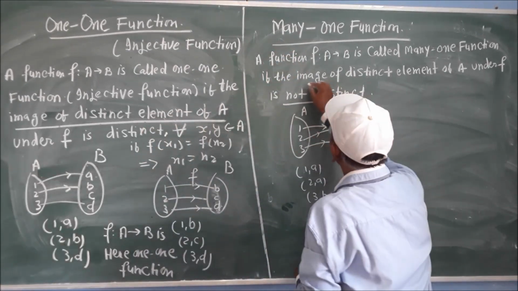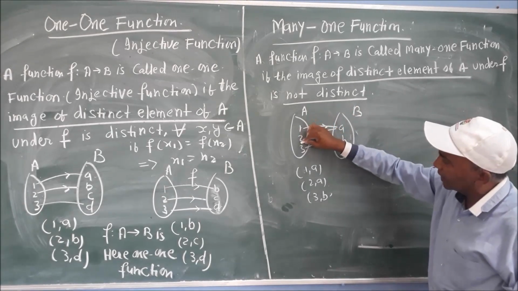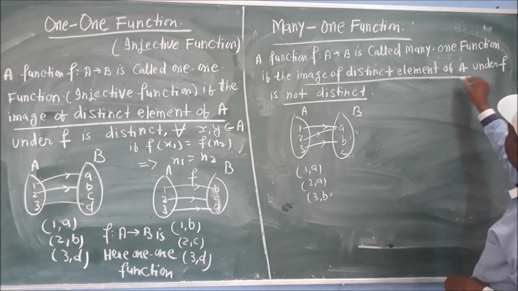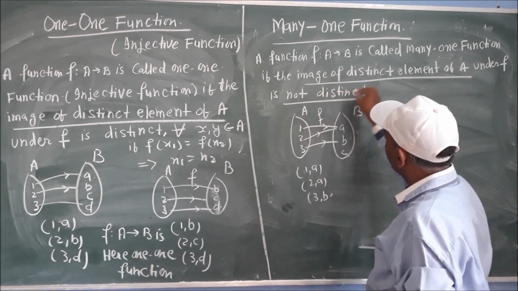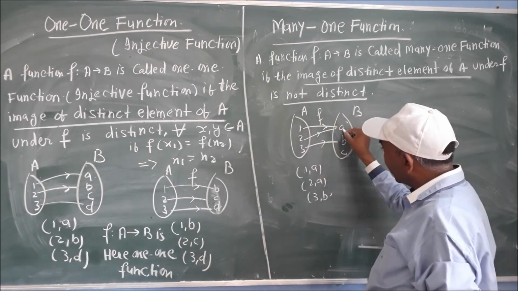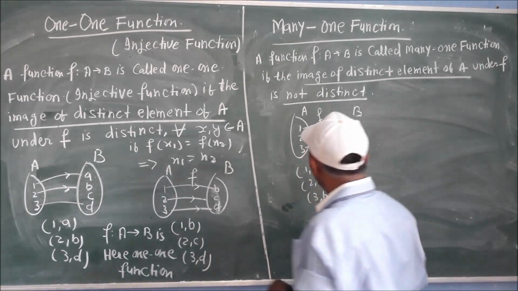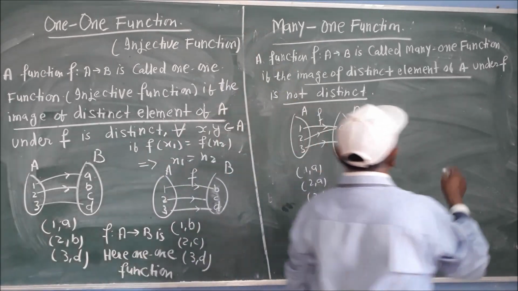Why? Because the image of distinct elements of A under this rule f is not distinct, not different. Here there is the same image: 1 has image A and 2 also has image A. So we can say that this is an example of a many-one function.